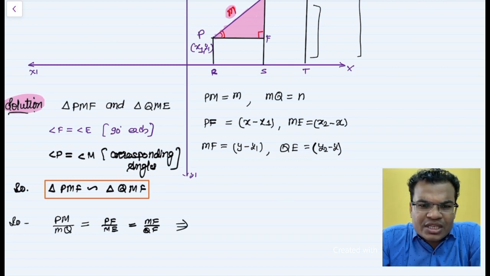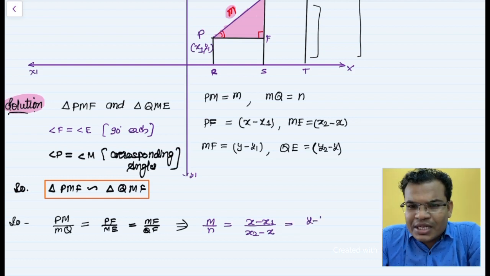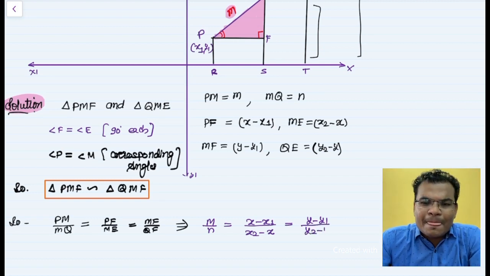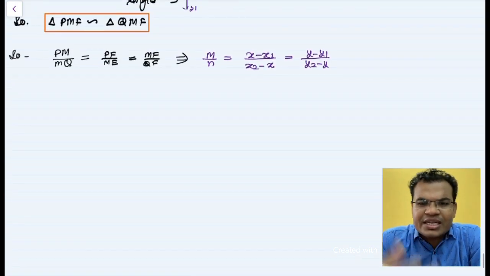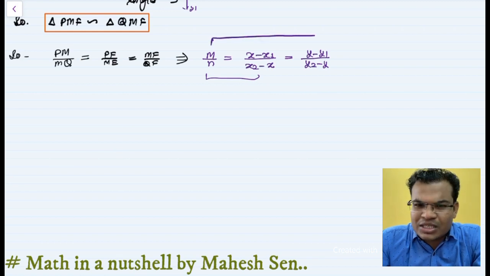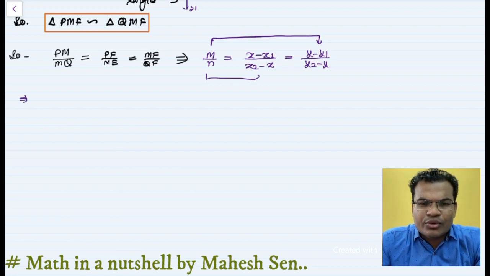Now putting these values in the given ratio, PM upon MQ, that is m upon n, is equal to x minus x1 upon x2 minus x, which is equal to MF upon QF, so MF is y minus y1 upon y2 minus y. Now guys, we know that the three ratios are equal here, so when solving we generally take two ratios together. m upon n with x minus x1 upon x2 minus x, and then m upon n with the last term. So we'll draw a line and do the first two ratios on the left hand side and then the other two.